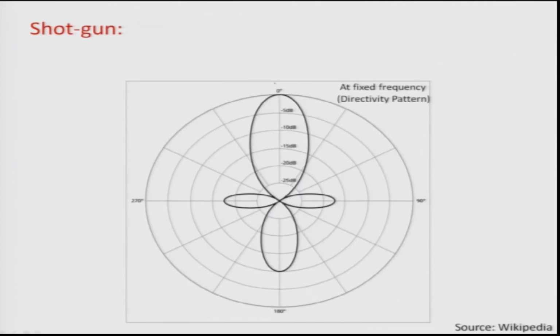This is a shotgun mic. So, here you have extreme sensitivity at 0 and 180 and very less sensitivity in other directions, and in these directions, at large values of theta, the sensitivity is virtually 0. So, this is what I wanted to discuss in context of directionality.